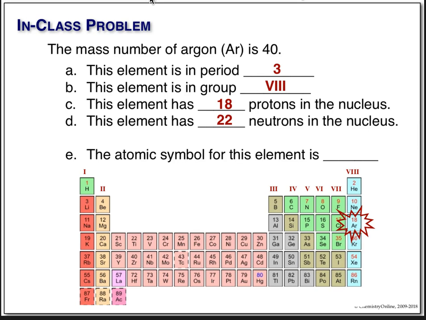Ar is our symbol. 18 is our subscript. 40 is our superscript. And that's what you have. Any questions?